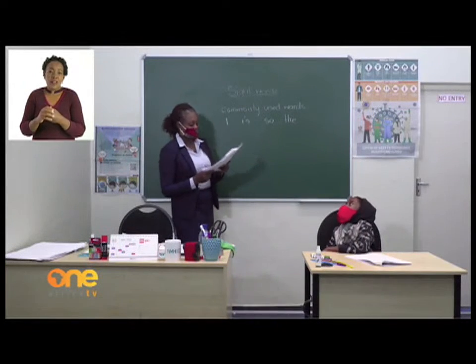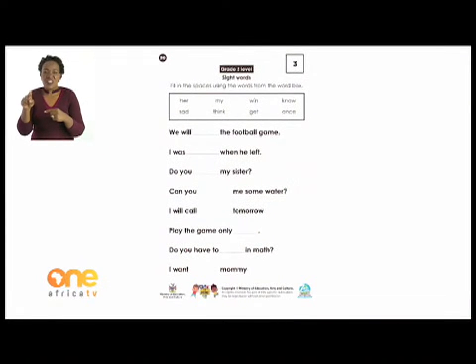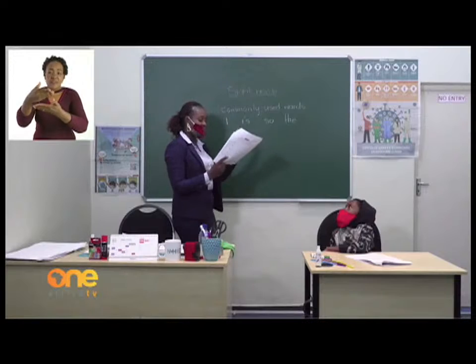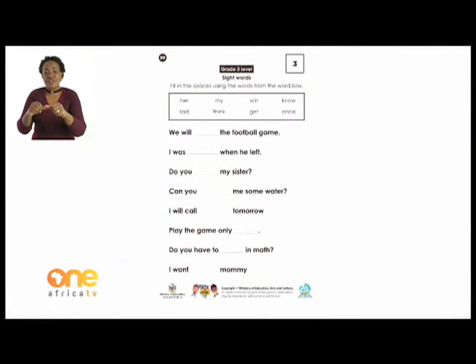I was dash when he left. I was sad. You can be sad, you can be happy. I was sad when he left. That's all about sight words, grade 3s. Now you get your booklet and complete the remaining sentences using all the sight words in the box. Thank you so much.